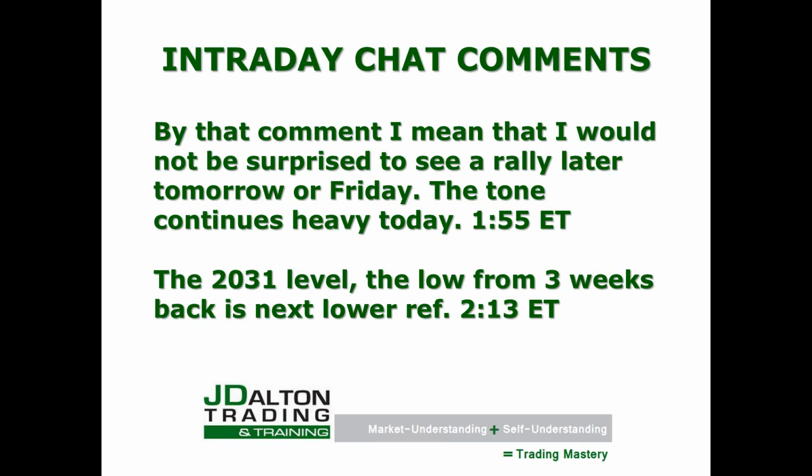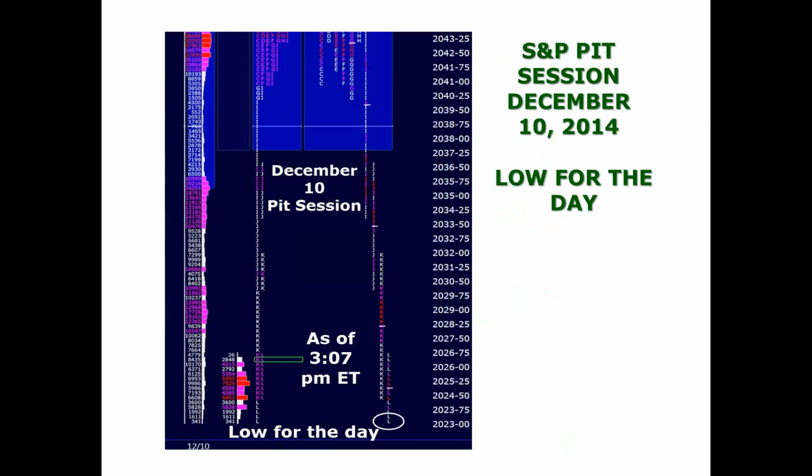Then the next comment said 2131 level, the low from 3 weeks back, is the next lower reference, and that was made at 213. Now, in the Essence pitch session, the low for the day was made down at the 23 level. So you see, once we broke out, it did continue down. Other than this one period, in each period we one time framed lower all day.